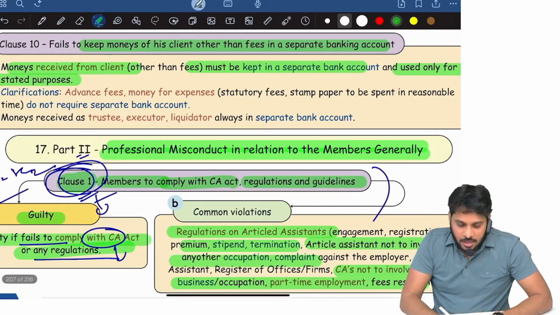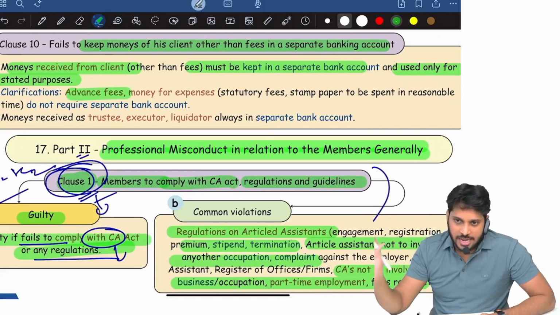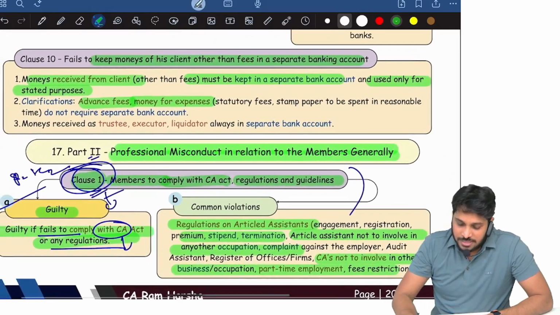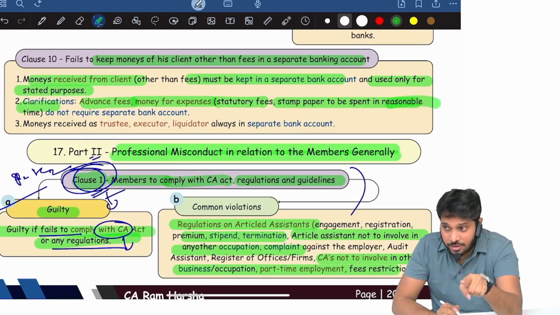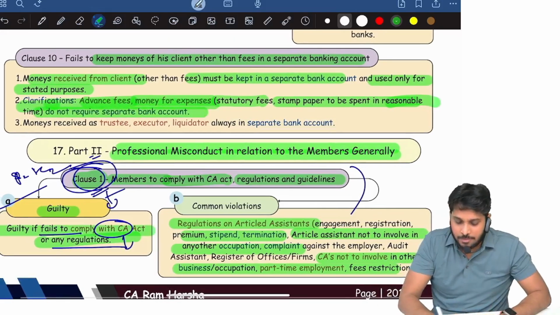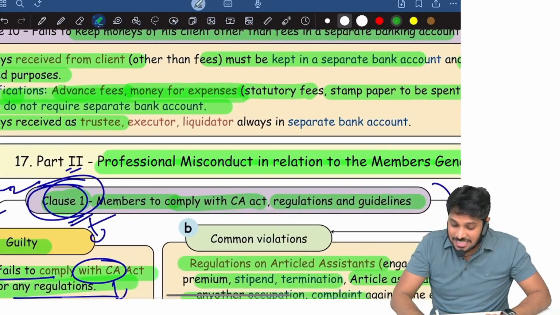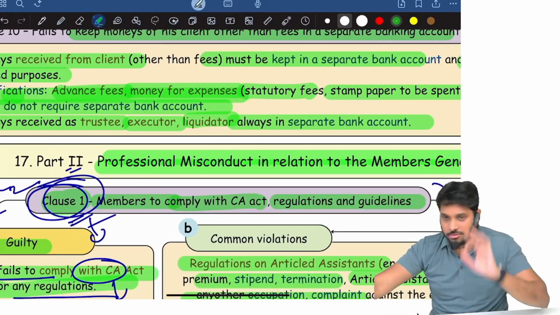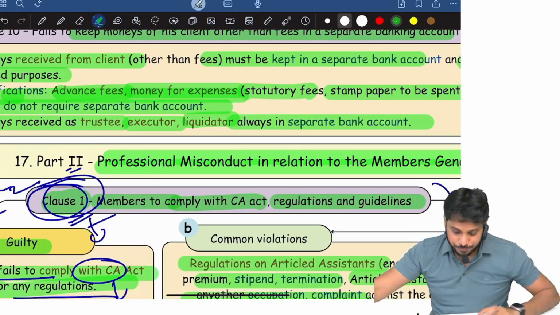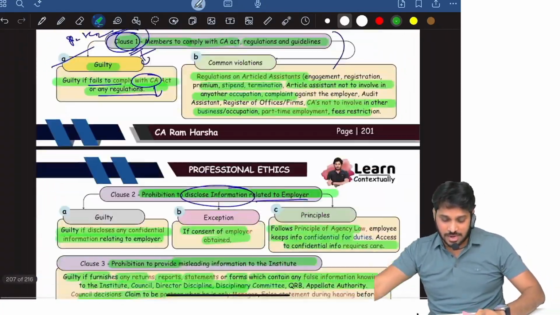Next, advance fees you can keep in any bank account. Money received for expenses like statutory fees, all that, which are to be spent in a reasonable period of time, you need not keep in a separate bank account. Money received as trustee, executor, liquidator, must always be kept in a separate bank account. Are you clear, all of you? That's it. With this, clause number 9 is also completed.